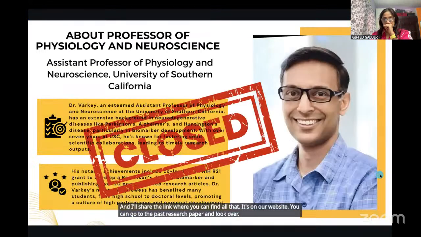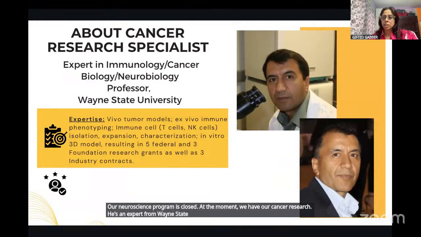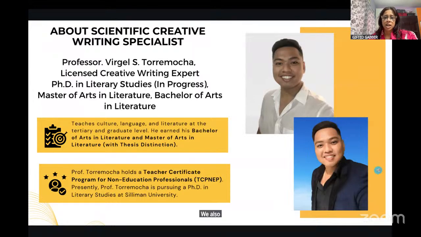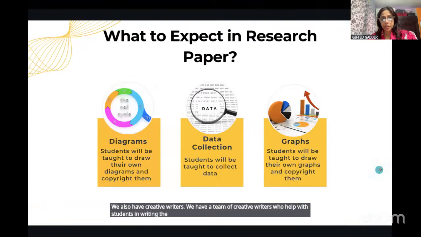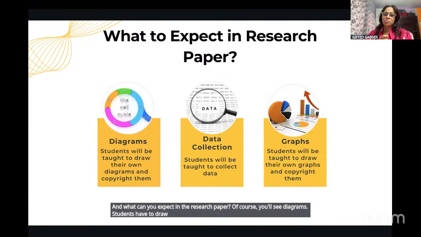Okay. Our neuroscience program is closed. At the moment, we have our cancer research. He's an expert from Wayne State University, and he's a cancer specialist who has done a lot of research and published a lot of research papers, and he works very closely with our students. We also have creative writers. We have a team of creative writers who help students in writing the research paper. Okay. And what can you expect in the research paper? Of course, you'll see diagrams. Students have to draw their own diagrams with BioRender and other tools. There's data collection, there are graphs and everything. And we make sure that their research paper is of good quality before they can submit for publishing.